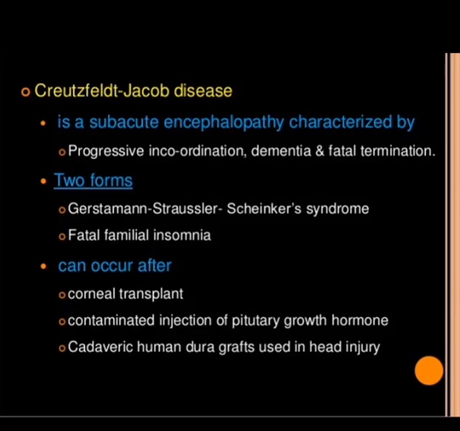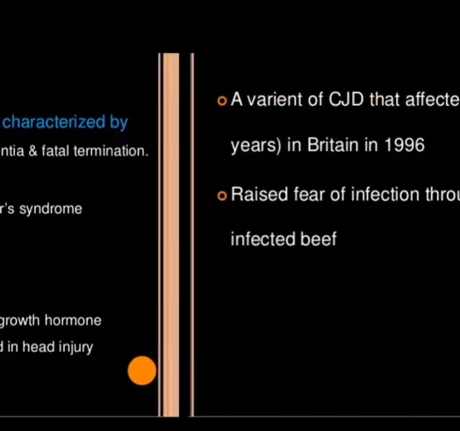Creutzfeldt-Jakob disease is a subacute encephalopathy characterized by progressive incoordination, dementia, and fatal termination. There are two other forms: Gerstmann-Sträussler-Scheinker syndrome and fatal familial insomnia. It can occur after corneal transplant, contaminated injection of pituitary growth hormone, and cadaveric human dura grafts, which are used in head injury.